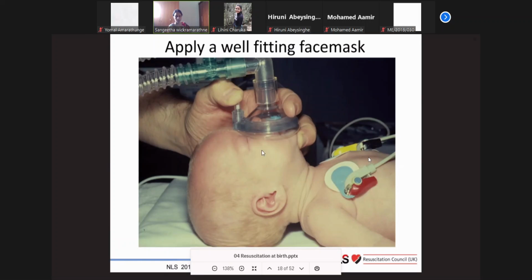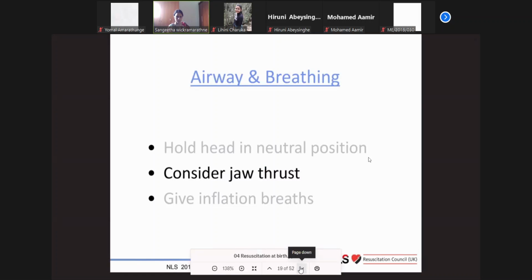At the same time, you can hold the mask like this, right? Failing neutral position only, you have to go for jaw thrust. Suppose a baby who didn't cry at birth, now when you put on neutral position, color, tone, breathing, heart rate improves. Then you don't have to go for jaw thrust. But in case the color, tone, breathing, heart rate still doesn't improve, and you are not sure whether the airway is open, then you have to go for additional maneuvers for airway opening.